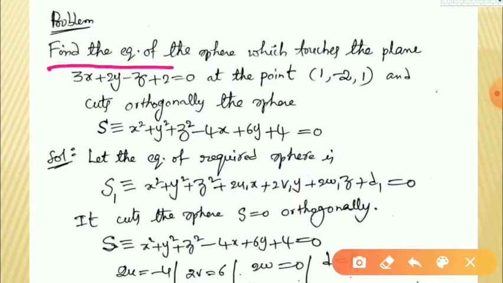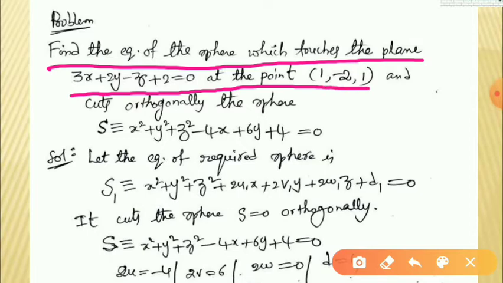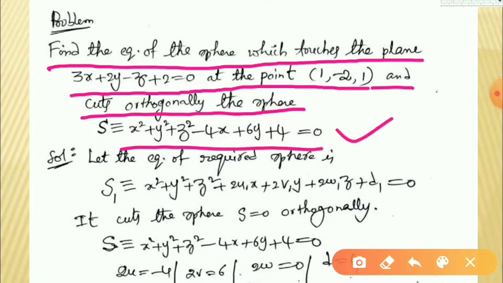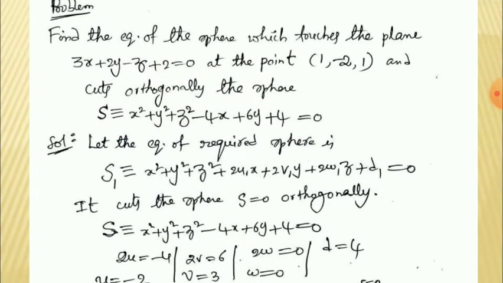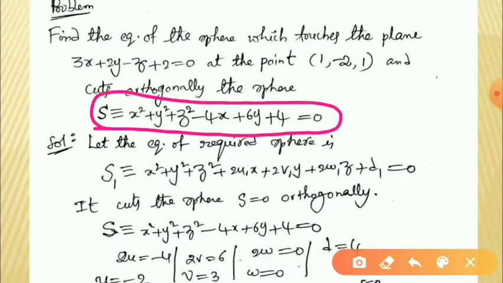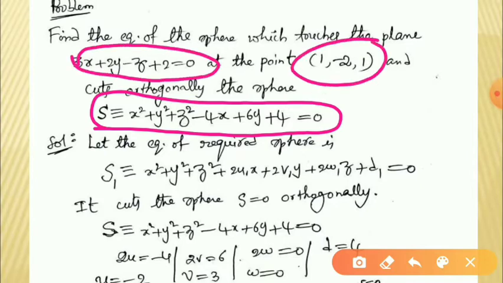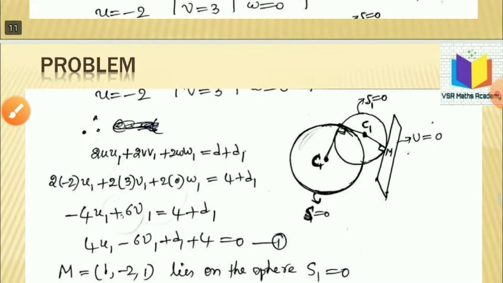Find the equation of the sphere which touches the plane 3x + 2y - z + 2 = 0 at the point (1, -2, 1) and cuts orthogonally the given sphere. So here, what is given in the problem and what we have to do. S = 0 is a sphere given in the problem, and we also have to find a sphere which touches this plane at this point and intersects this sphere orthogonally. By diagram you can easily get it.